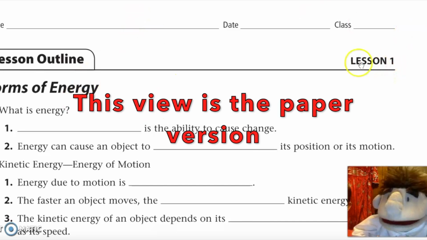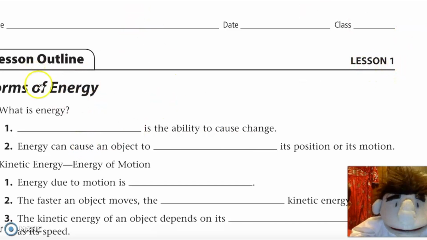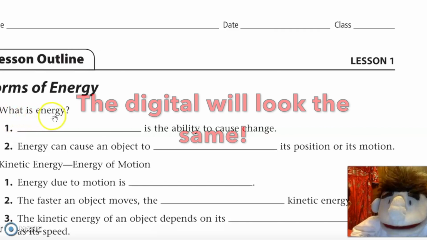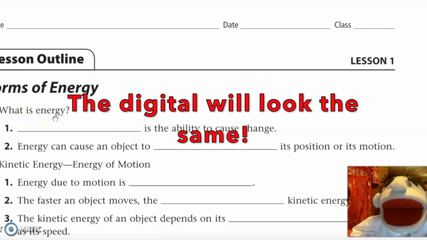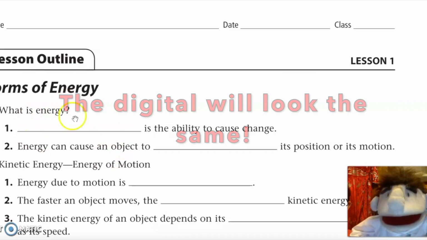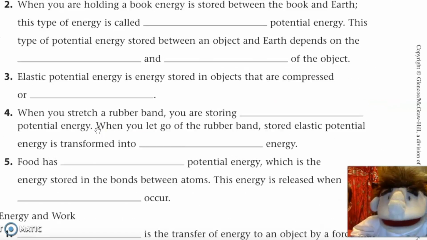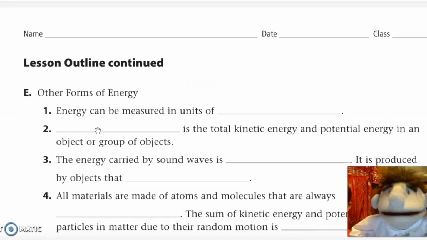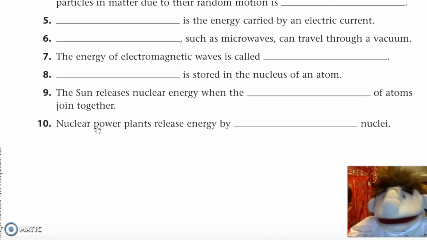We have Lesson 1, as you can see here, forms of energy, and it says, what is energy? In your textbook, in red bold letters, it'll say, what is energy? All the answers are there. As you scroll down, it's like filling in the blanks, but you'll do it digitally. It'll be like a Schoology assessment. It'll be a blue puzzle piece.